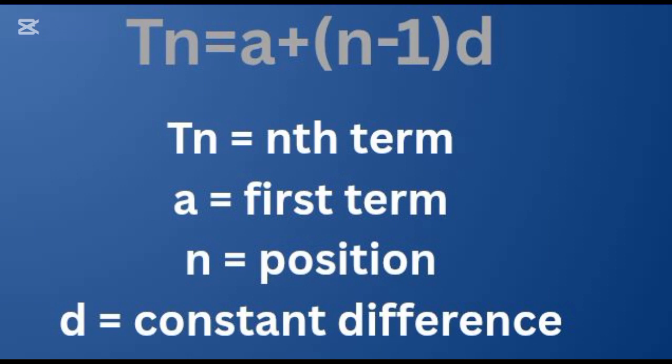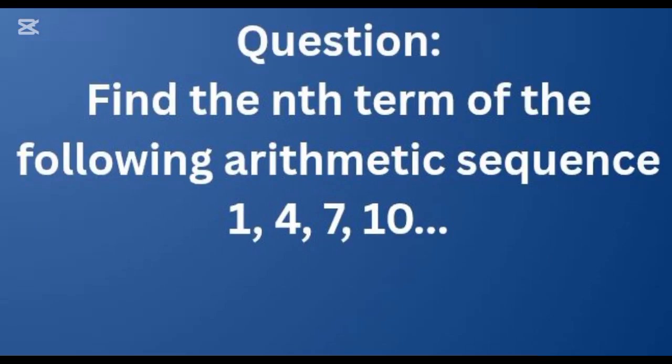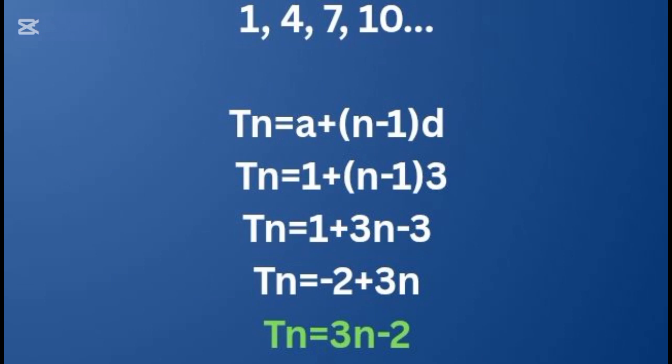So now let's have a question. The question is, find the end term of the following arithmetic sequence: 1, 4, 7, and 10. As we can see, there's a certain number that we're adding all the time. What do you think we're adding all the time? We are adding 3 all the time. So 1 plus 3 gives you 4, 4 plus 3 gives you 7, 7 plus 3 gives you 10. So that is going to be our constant difference, which is the d there.